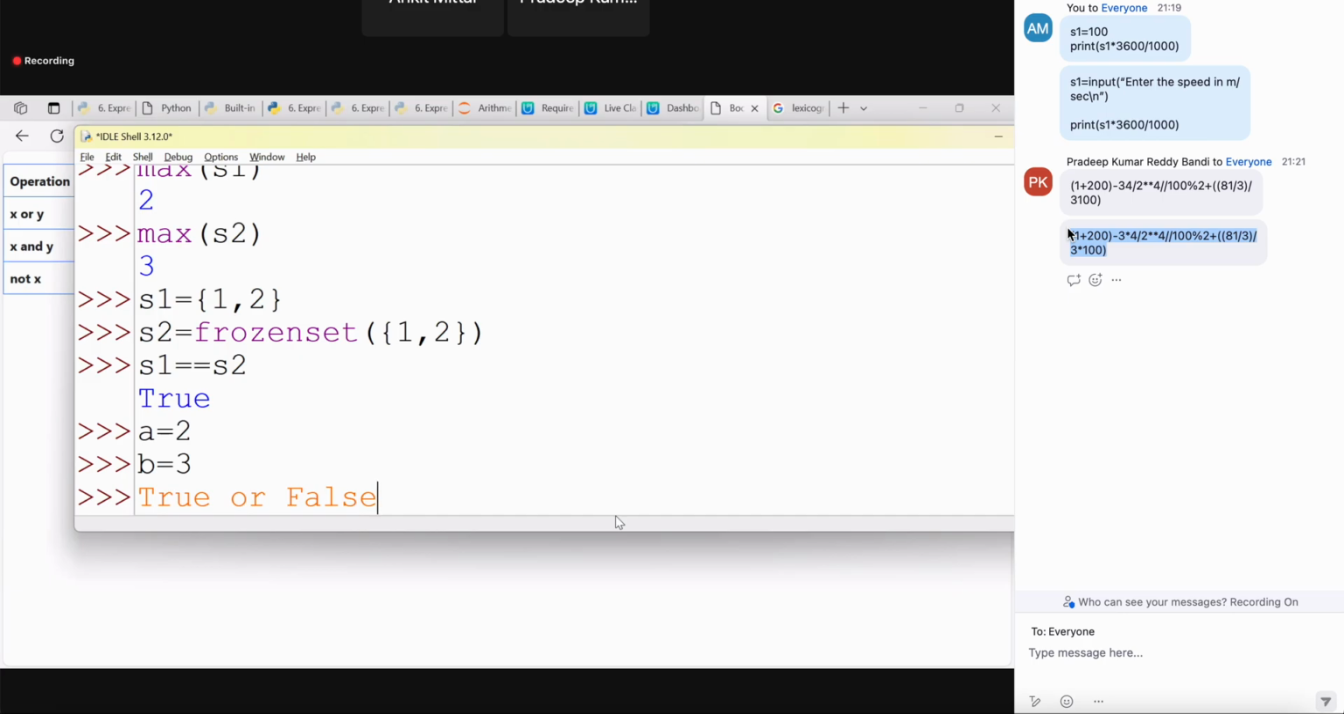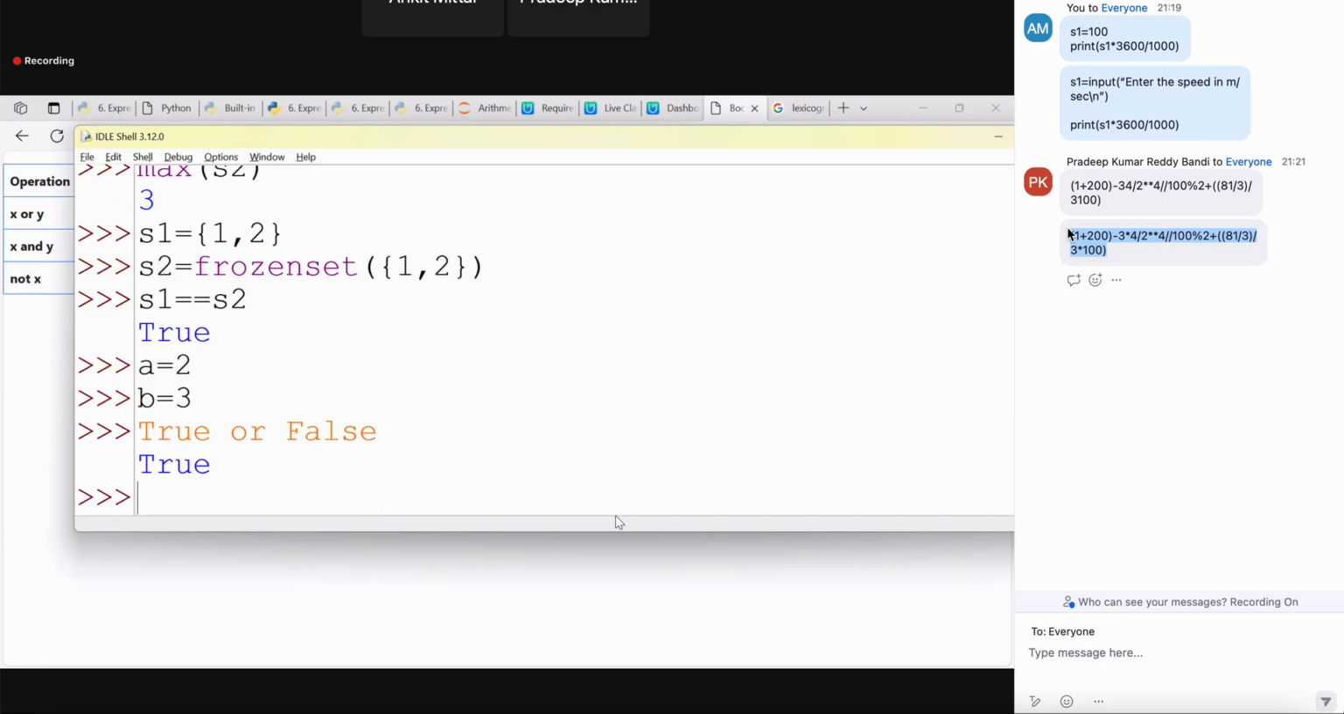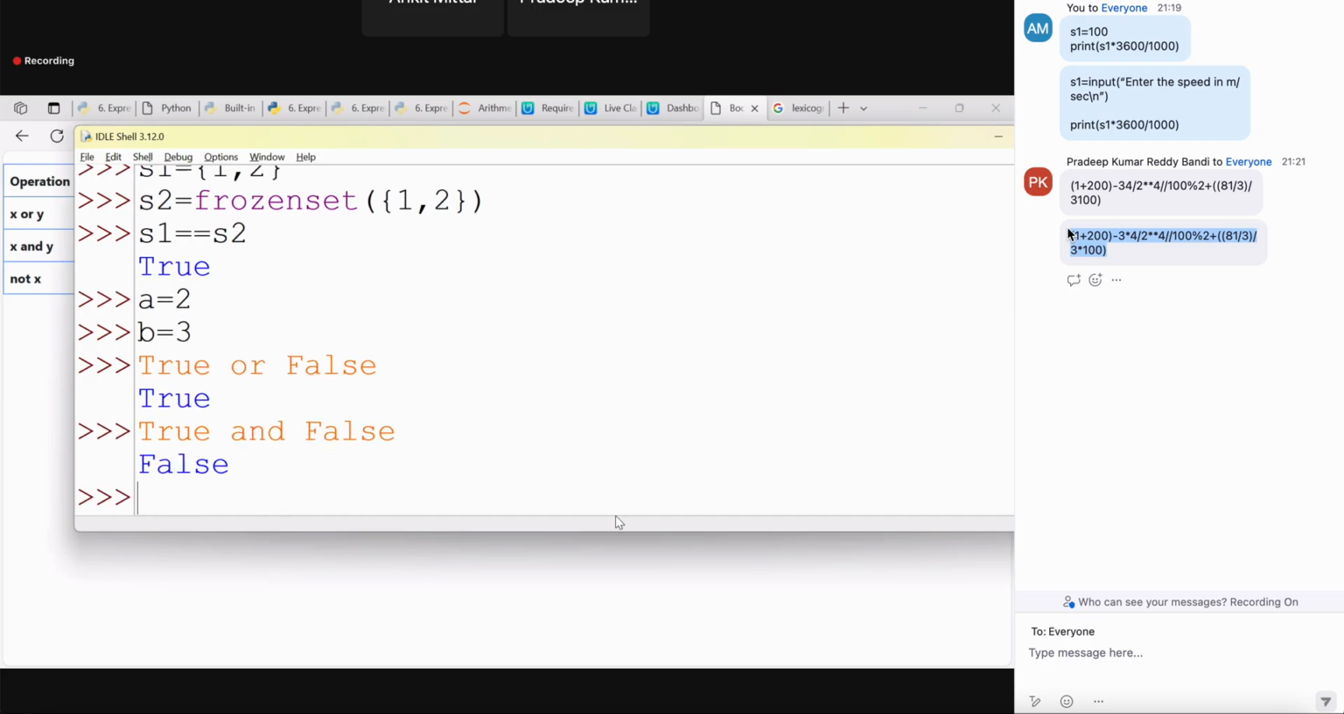Think: one is True and one is False. So it should be False, I think. Let's see the output. True or False is True. And True and False is False. Correct. True and False is False, and True or True are both True.